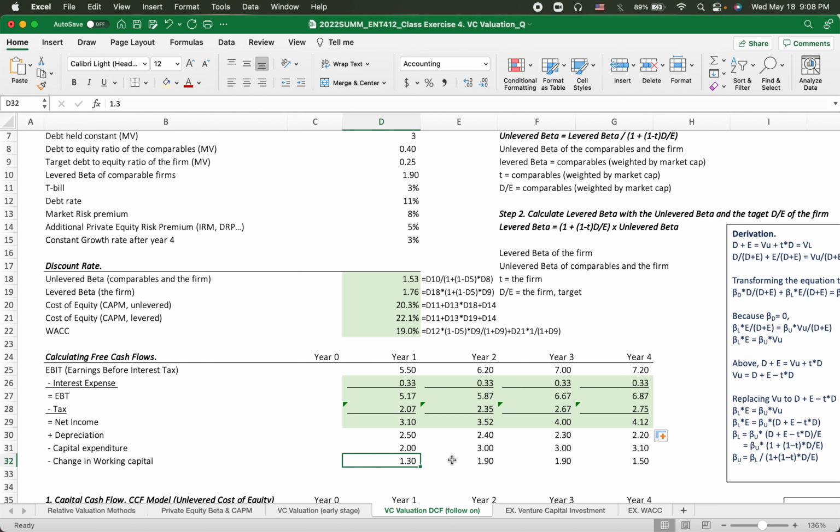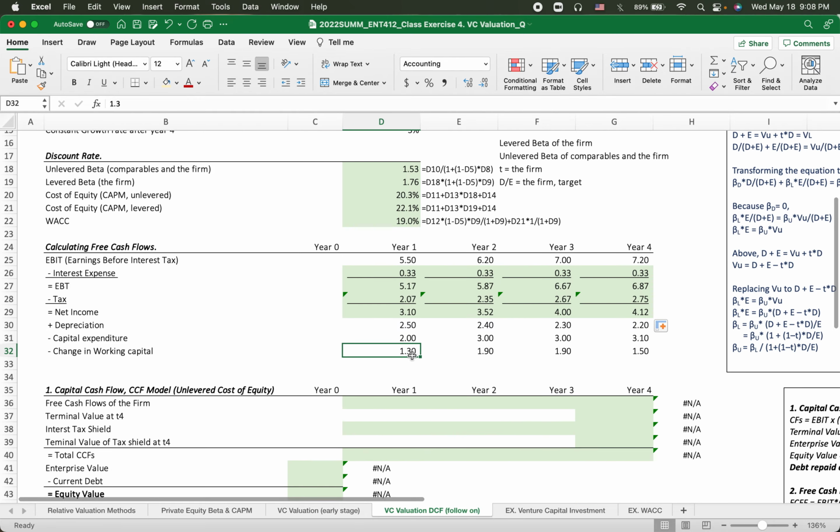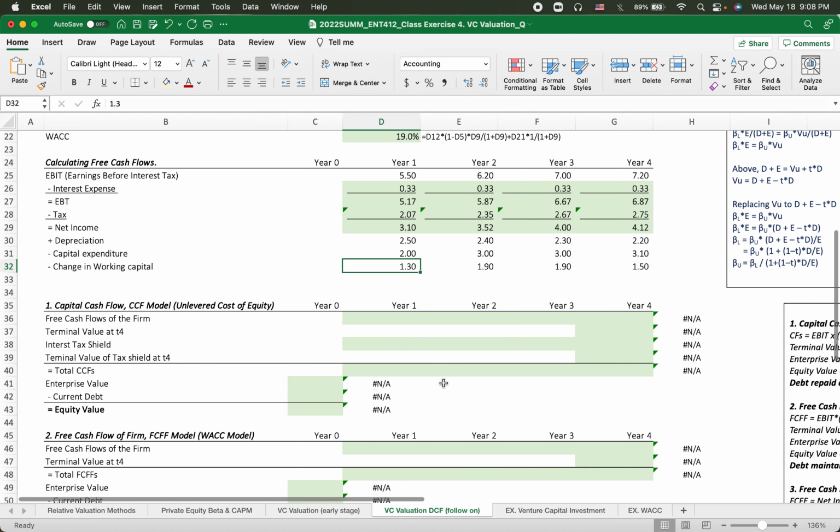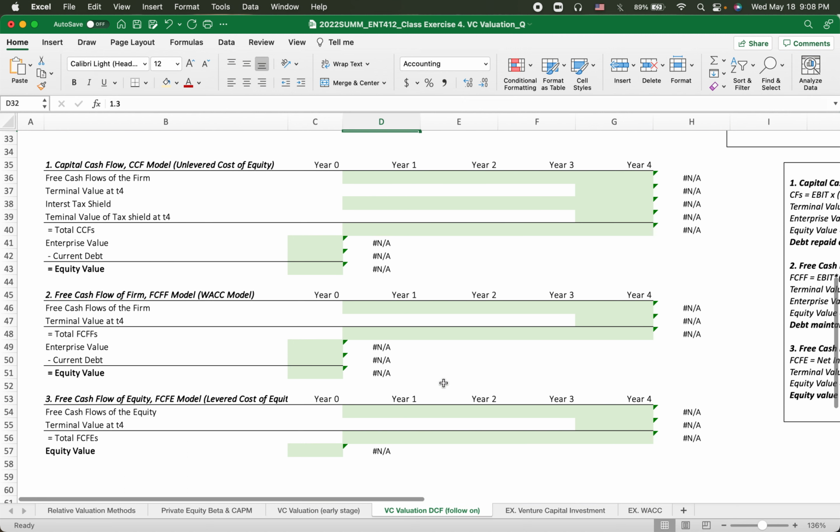So we'll apply these calculated free cash flows to the capital cash flows. Second, the free cash flow of the firm. Third, the free cash flow of equity model with corresponding discount rates.